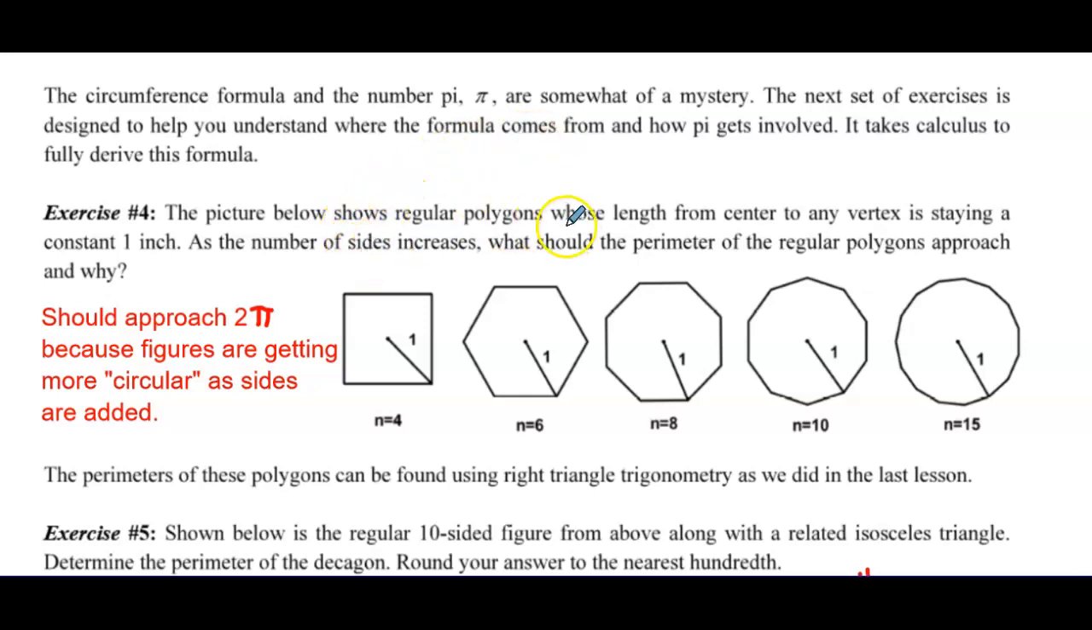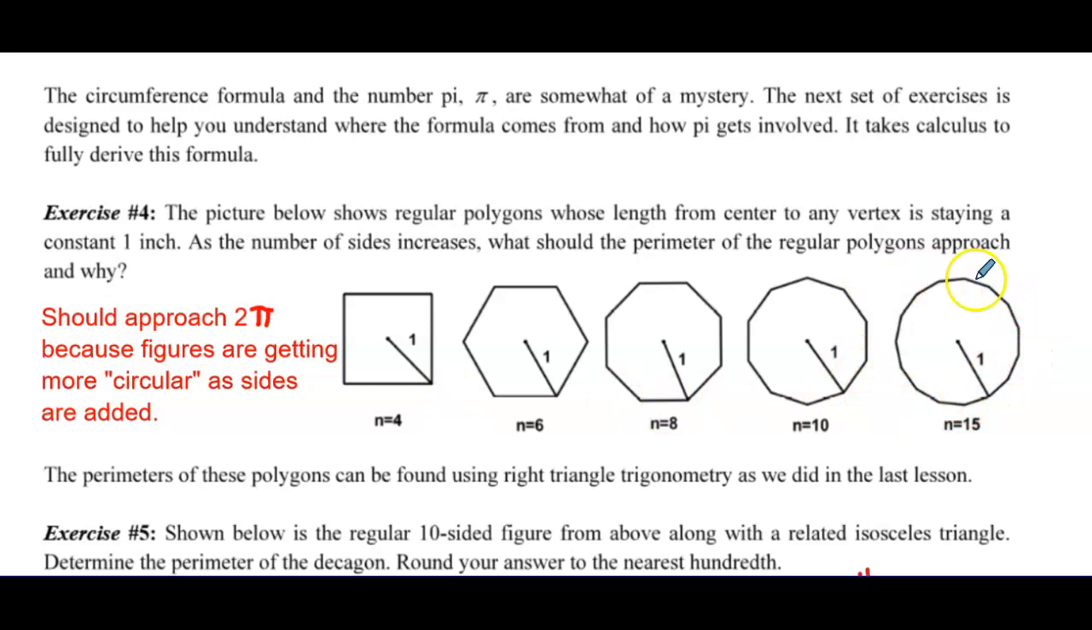So the picture below shows regular polygons. These are all equal-sided polygons whose length from the center to any vertex is staying at 1 inch. So I started with a square, 1 inch to the corner. Hexagon, 1 inch to the corner. Octagon, 1 inch to the corner. Decagon, 1 inch to the corner. 15-gon, 1 inch to the corner. So what should happen is the perimeter should approach the circumference, or 2 pi, because the figures are getting more circular as sides are added.